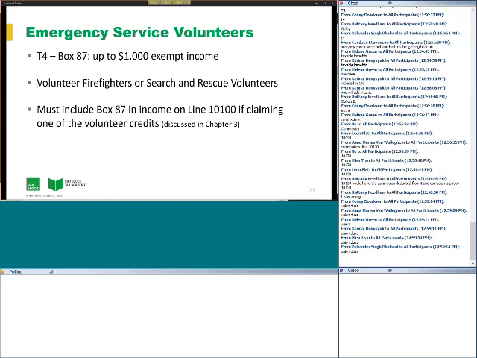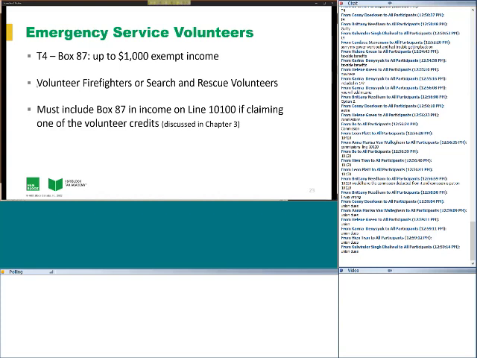So you might have a T4 with a box 87. Up to $1,000 of your volunteer income is exempt from tax. If it is exempt, it will be in box 87 and it will not be included in box 14. So you're going to have a box 87. It tells you that income exists and that it's not showing up anywhere.